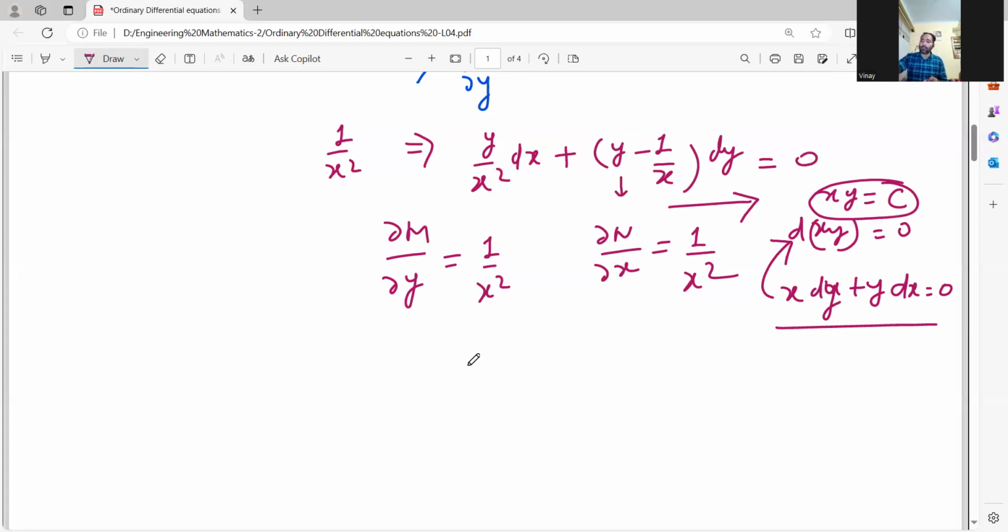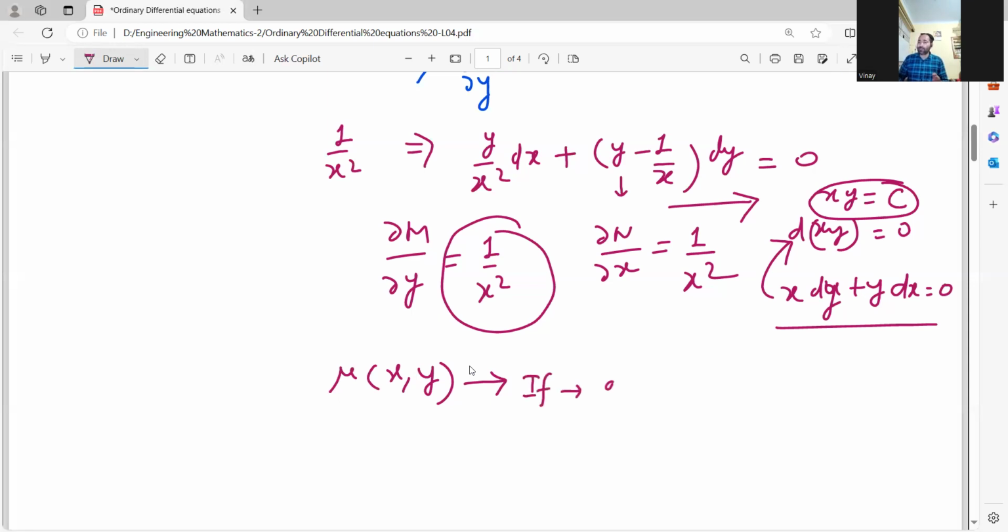Now, not every time can you guess what to multiply it with. The factor that you multiply, let me call it mu. It can be a function of x and y, a function of x alone, or a function of y alone. You can easily prove it, but I'm not going to prove it here. Let's call it a theorem or whatever you may want to call it.